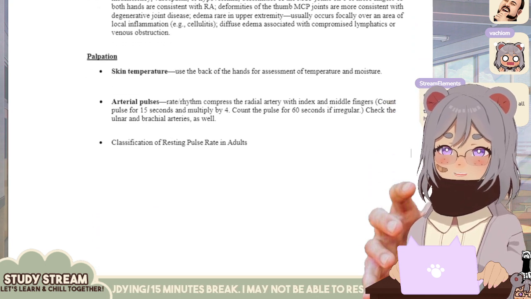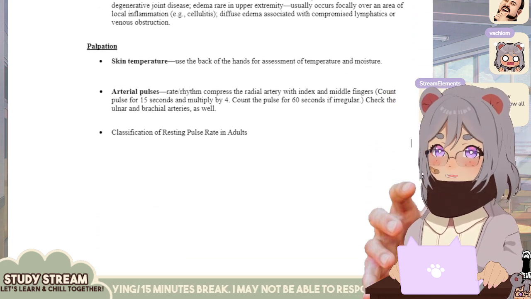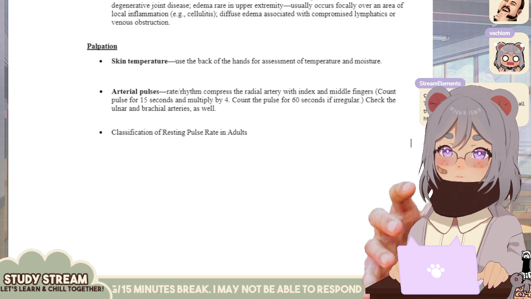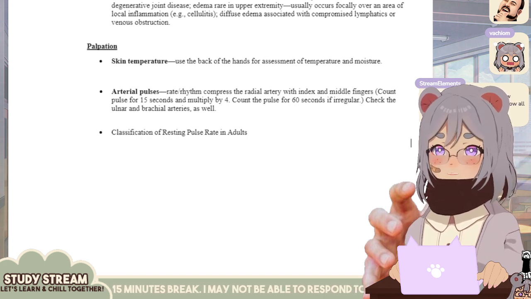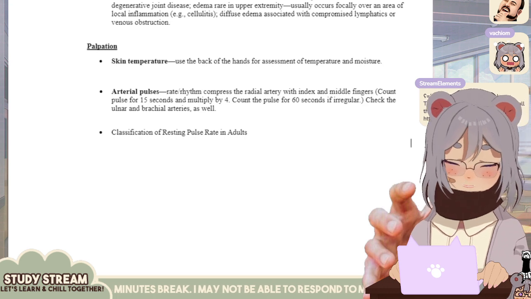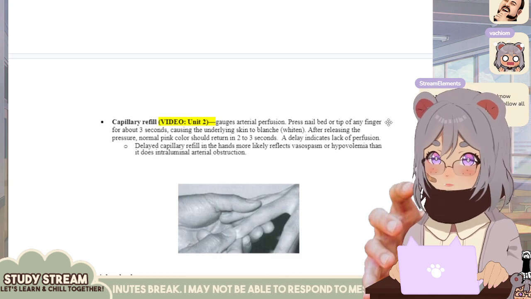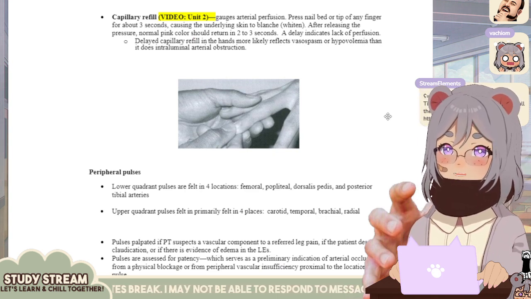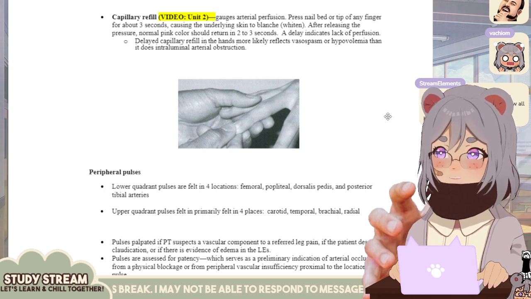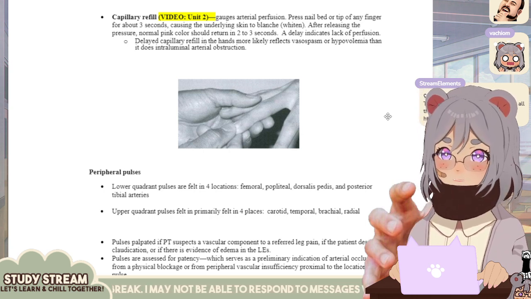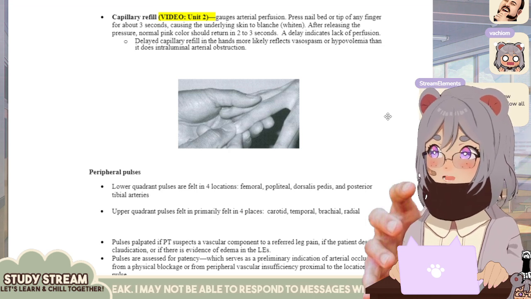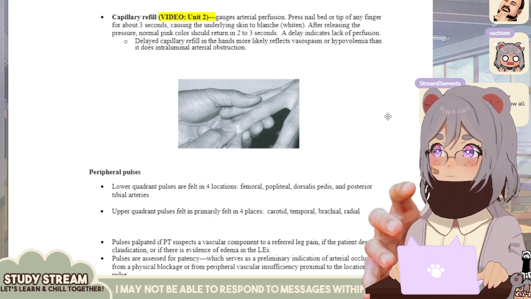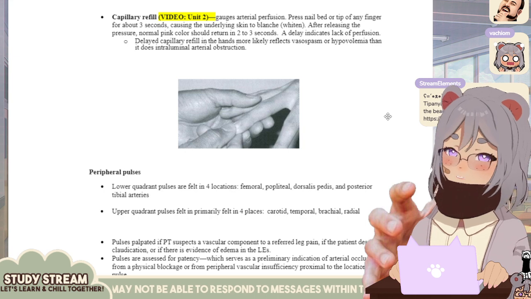Why is that? Anyway, for palpation, we want to assess skin temperature to check whether there's some kind of inflammation. We want to check arterial pulses, the rate, and make sure their heart rate and sensation of pulse are good. Capillary refill helps gauge arterial perfusion. Very fancy terms just to say press the nail bed or fingertip for about 3 seconds, and the underlying skin will blanch, then after release the normal pink color should return in 2 to 3 seconds.